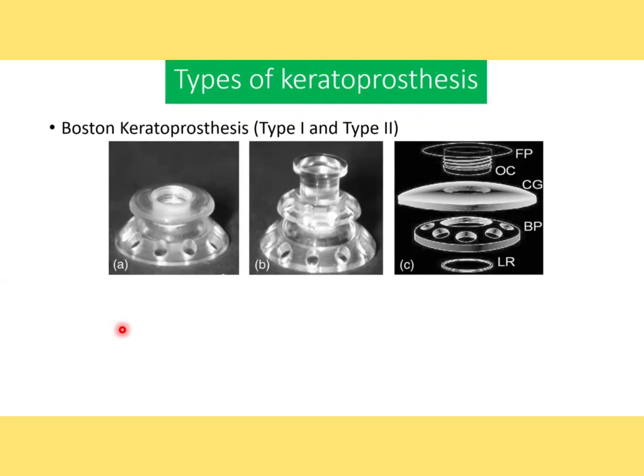So this Boston keratoprosthesis is a well-established and widely used artificial cornea, which is designed to restore vision in individuals with corneal blindness or severe corneal disease. The Boston keratoprosthesis comes in two main types, right? Type 1 and type 2. Each type has specific features and indications for use. So let's talk about type 1 Boston keratoprosthesis first, and then I will go to type 2 Boston keratoprosthesis.